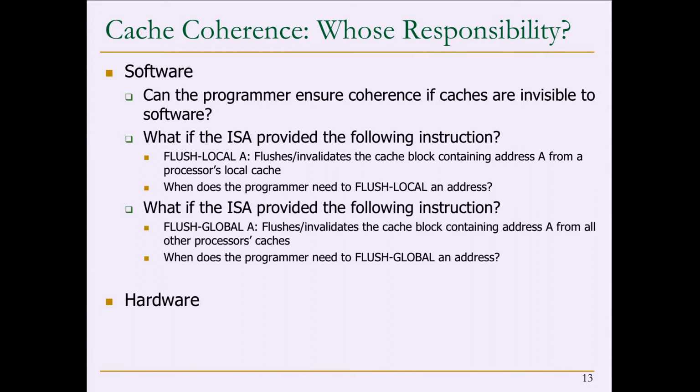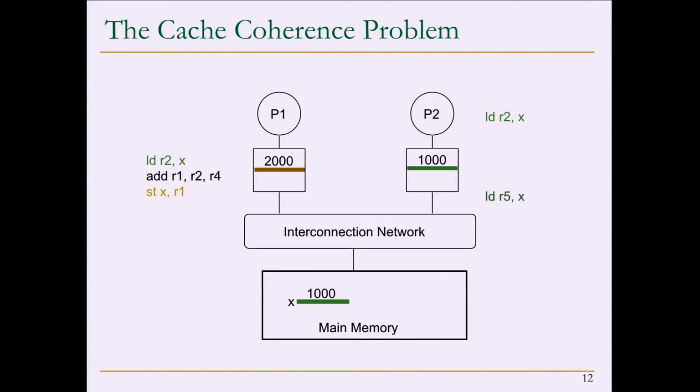What if the ISA provides something else, flush global A? Basically, you flush or invalidate the cache block containing address A from all other processors' caches. When does the programmer need to flush global an address? So let's go back here in this example. Let's rewind. This processor is going to store to X. Maybe right before the store, it issues a flush global, saying, I want to flush this block from all other processors' caches because I'm going to write to it. That may not be a terrible idea, right?